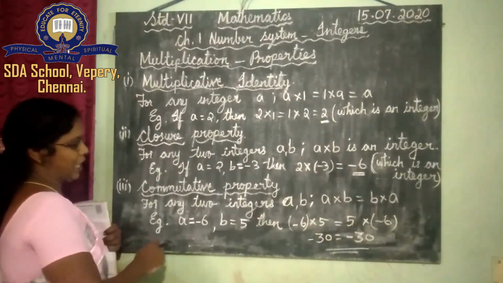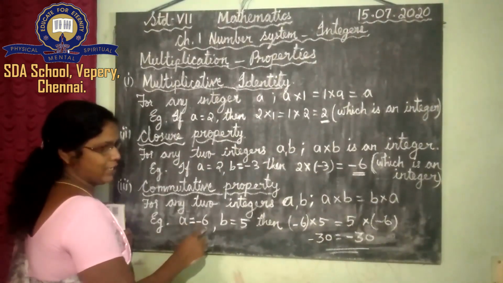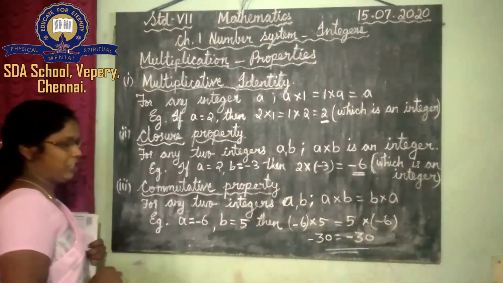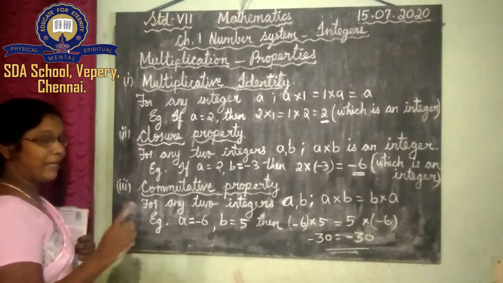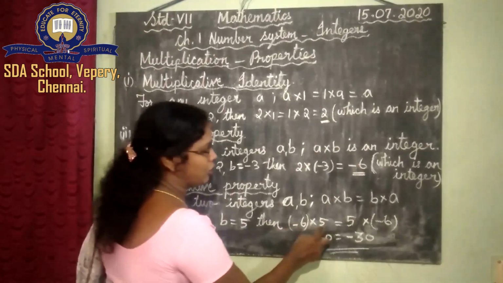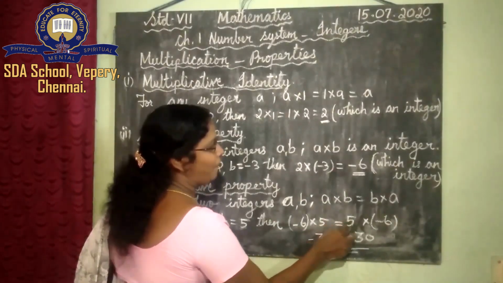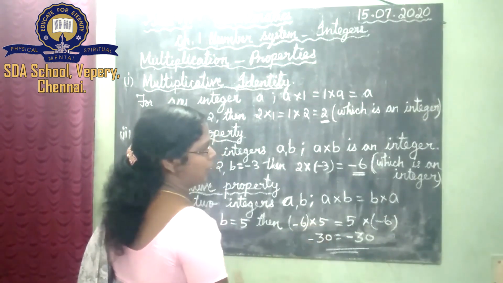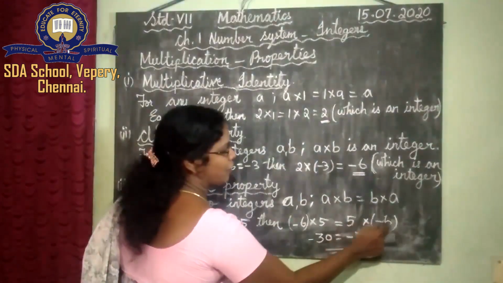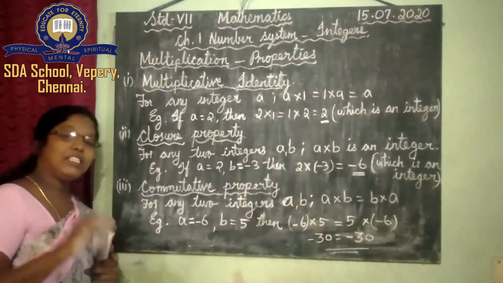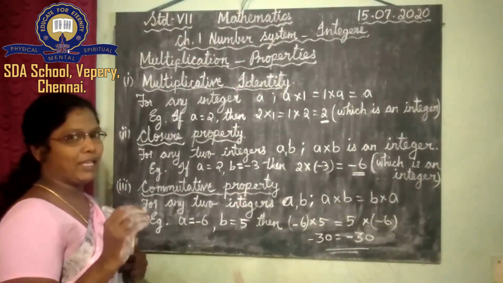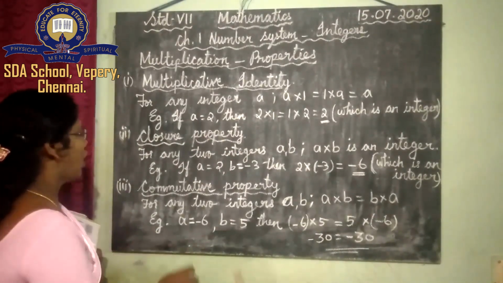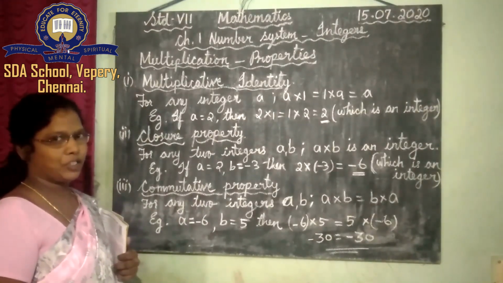For example, here, how it satisfies. So a is equal to minus 6, which is a negative integer. b is equal to 5, which is a positive integer. Now I am going to multiply these both by changing the order. Here, minus 6 into 5 is equal to 5 into minus 6. So minus into plus is minus, 6 5s are 30. Plus into minus is minus, 5 6s are 30. Even if I change the order, I'll get the same answer which is an integer. It is called commutative property. Understood?